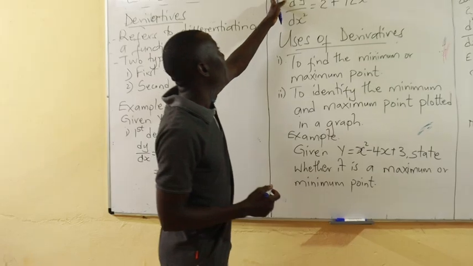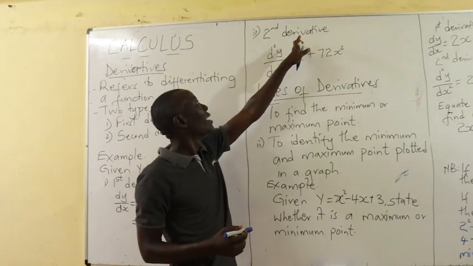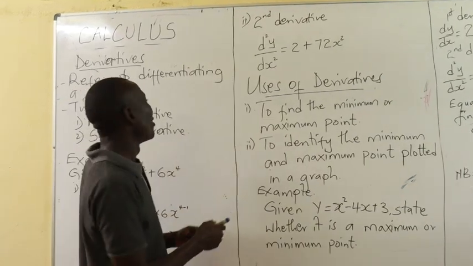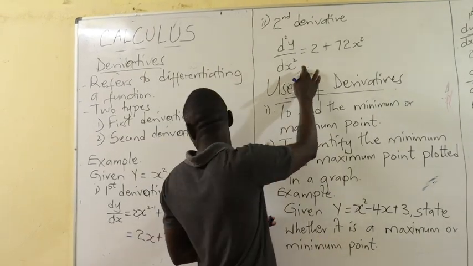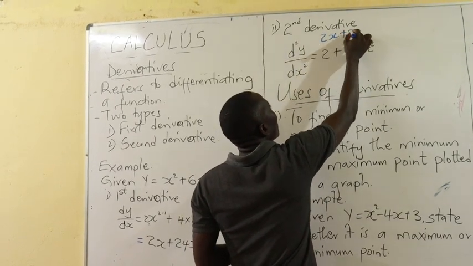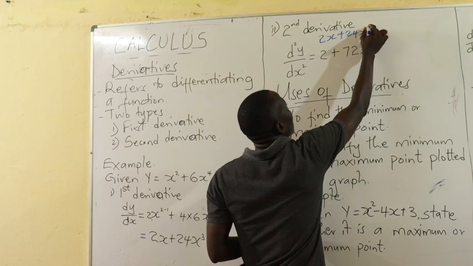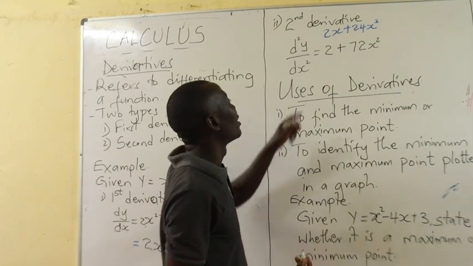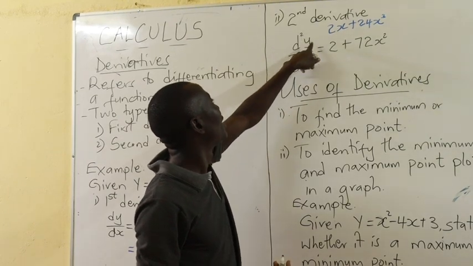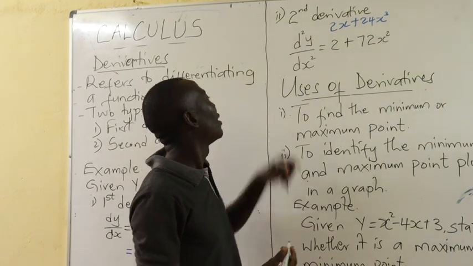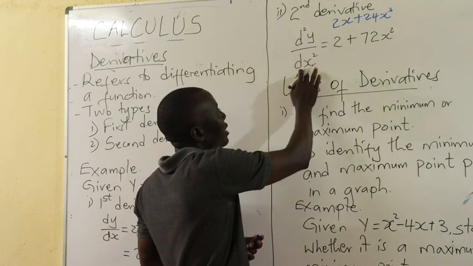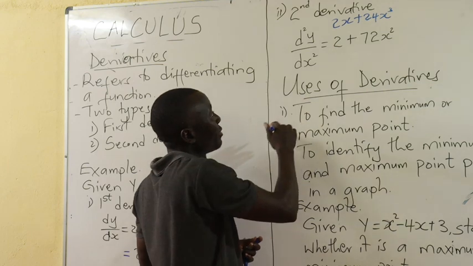On to the second derivative, which refers to differentiating an equation for the second time. That is, we are differentiating the first derivative. From our equation, we had 2x plus 24x raised to power 3. And therefore, this was the first derivative. When we differentiate for the second time, it becomes d2y over dx squared. That is d squared y over dx squared. This is how we write the second derivative.